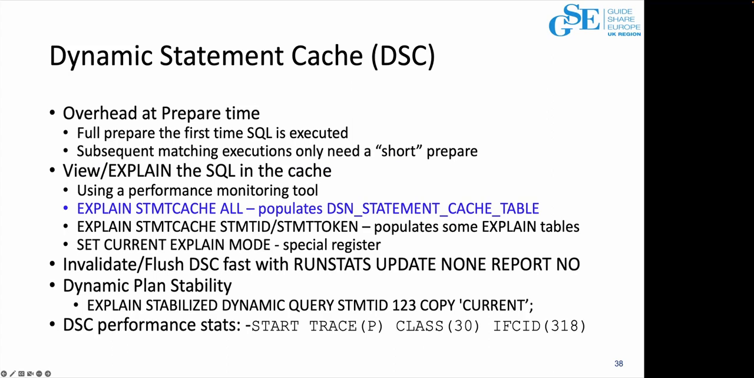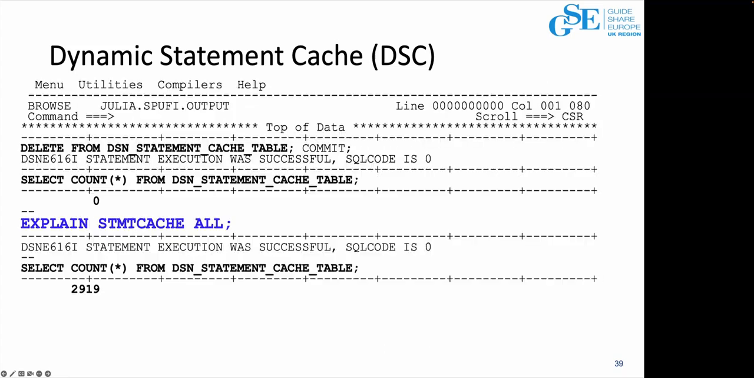Another way to view and explain the SQL that is in the dynamic statement cache is to issue the EXPLAIN STMTCACHE ALL statement, just like this. I've done it in Spufi because it's quick and easy, but you can see that before I ran the explain, I've counted the rows in the DSN_STATEMENT_CACHE table. Then I've counted them again afterwards, and we can see that 2,919 rows have been added to the table with the explain info for everything that was in the cache at the moment. And I can now go and browse that table if I like, do whatever analysis I need to do.